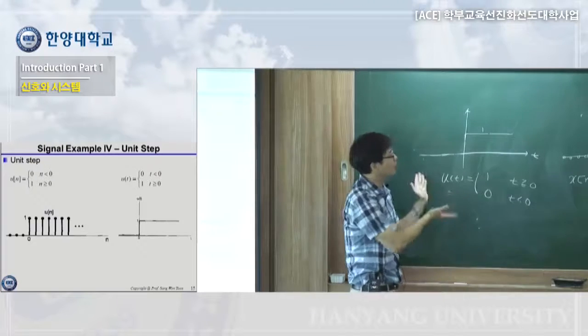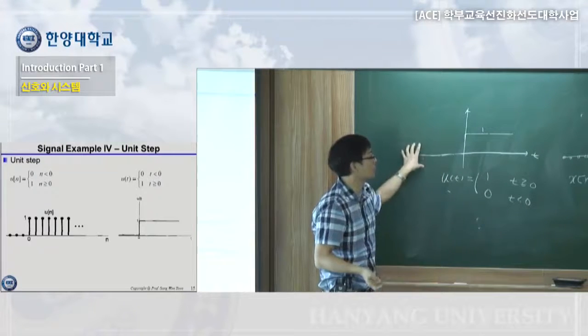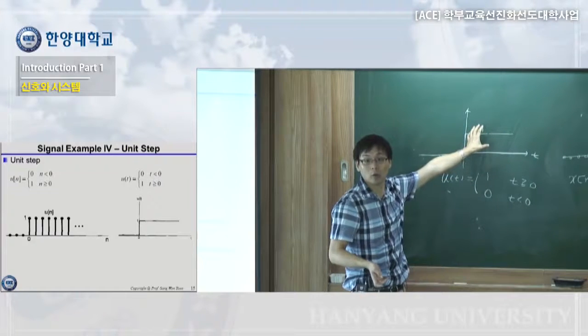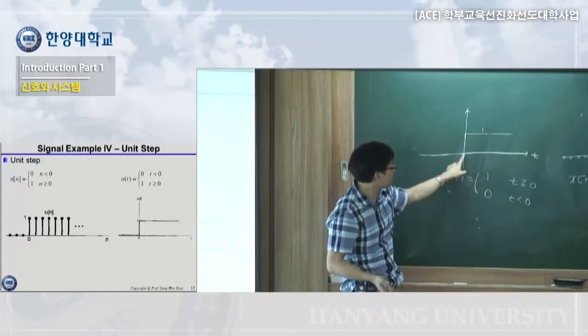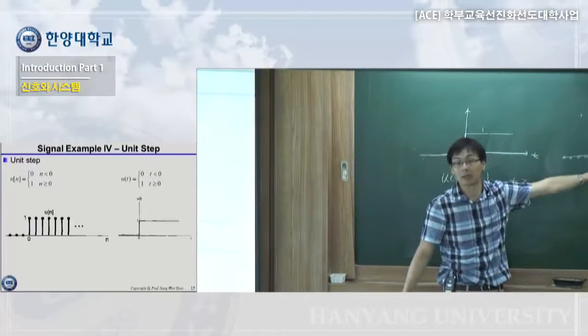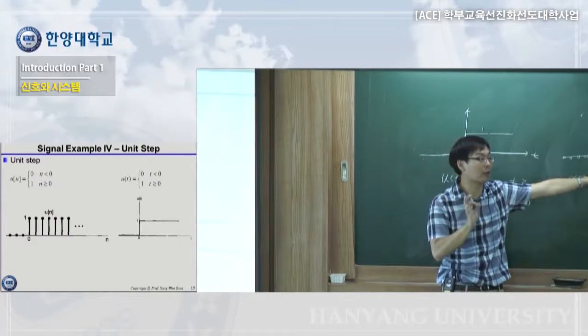So the only difference is they are the same concept: below 0, it's 0; at or above 0, it's 1. The only difference here is that in discrete time there are only separate points, and there's only one point, minus 1, before 1. So we can exactly find out when they become 1.